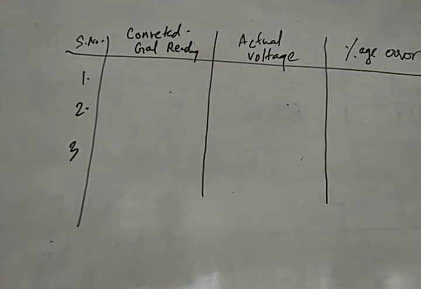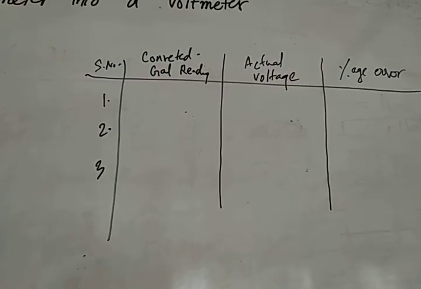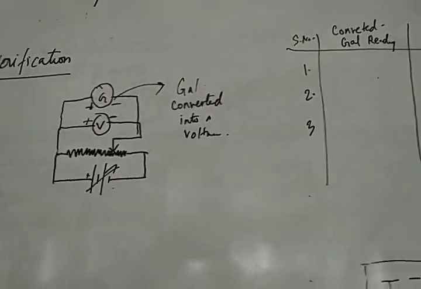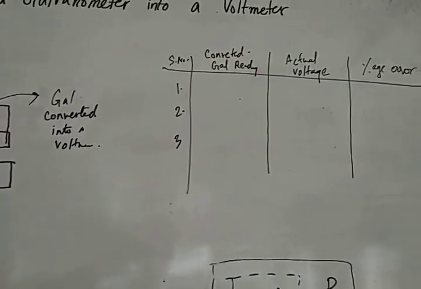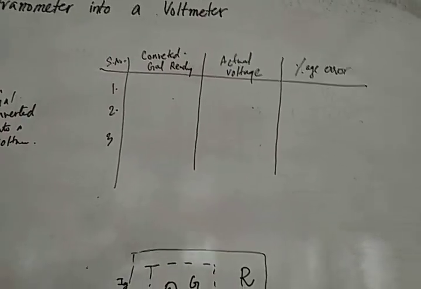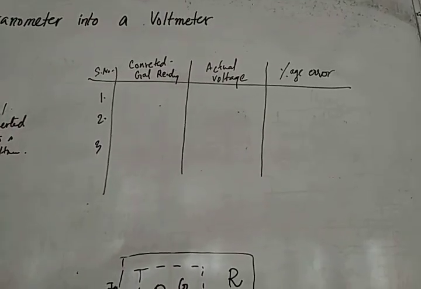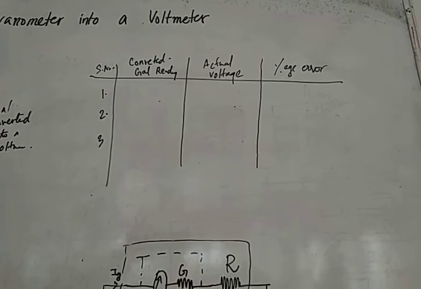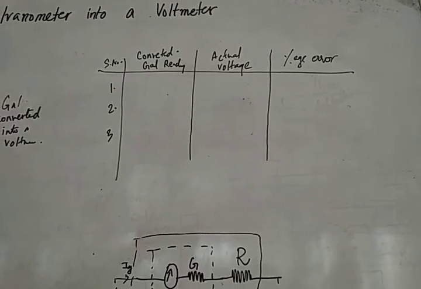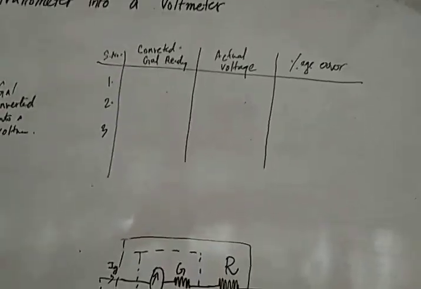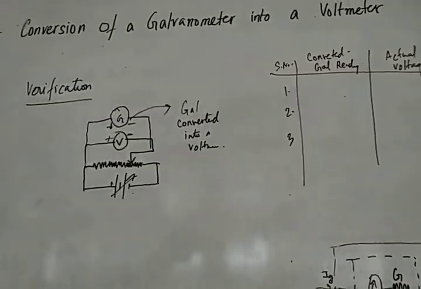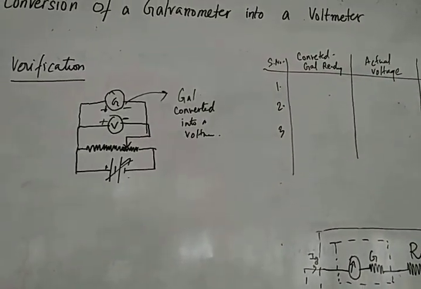In the previous experiment, when we converted this galvanometer into an ammeter, we found that there is no error. Actually, there is some error, but it was not detectable. The error was very small. Let us see if we can detect an error this time when we convert the same galvanometer into a voltmeter.